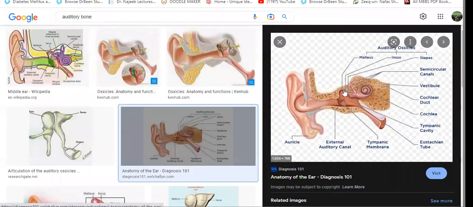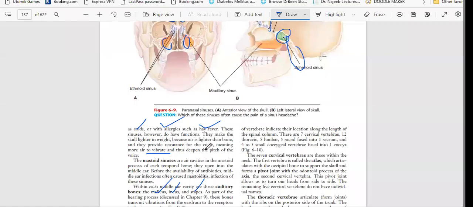You can see here these are the auditory ossicles: this is the malleus, this is the incus, this is the stapes. Combined they are called auditory bones, in the middle ear. This is the external auditory canal, and this is the middle ear. Okay, so this is about our skull.